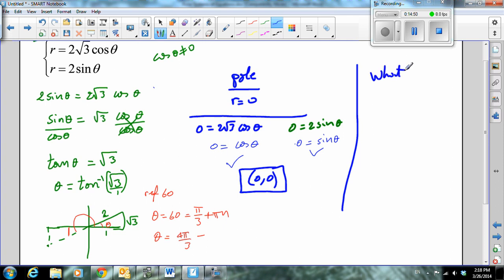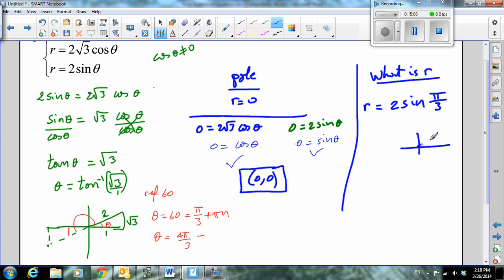Now let's go ahead and find r. So what is r? Note that the first step is to set them equal, find the pole, and then we'll find out what r is. Where r is equal to, I will use the easiest formula, which is 2 sine of theta, and I will also use the easiest angle, which is pi over 3.